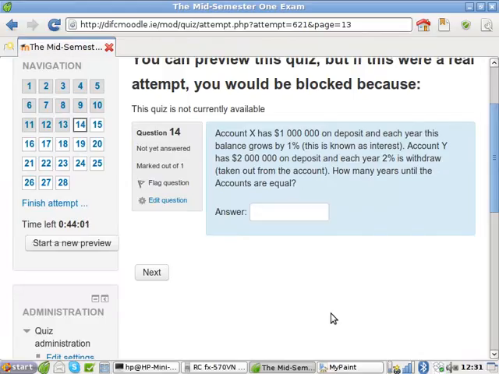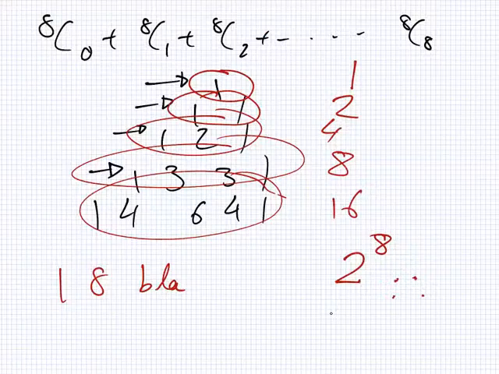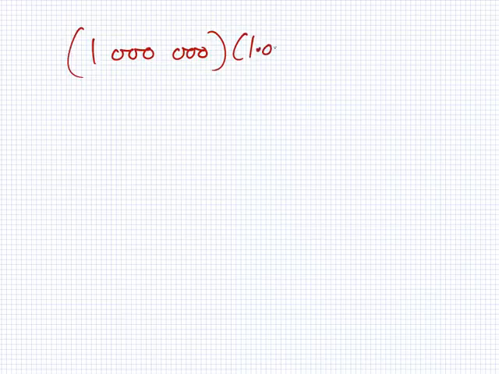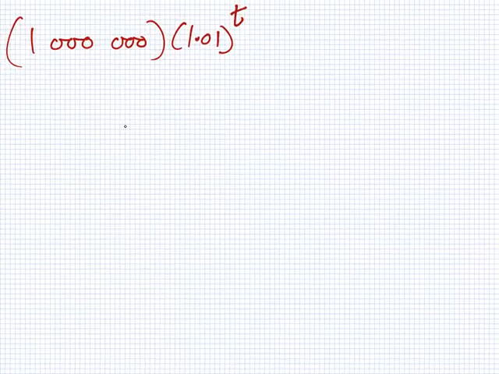23. Account X has $1 million on deposit and the balance grows by 1%. So it has $1 million. What was the formula for interest? No, you didn't need that. How do you increase a number by 1%? Times 1.01 every year. So here there's a T, because each year you multiply by 1.01.